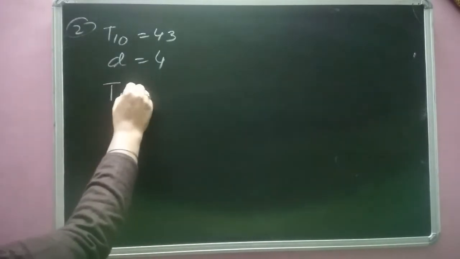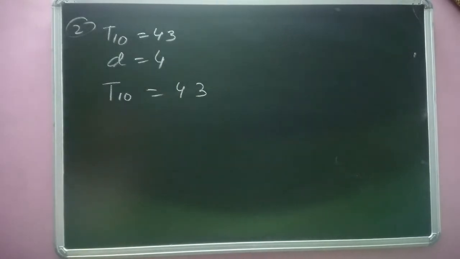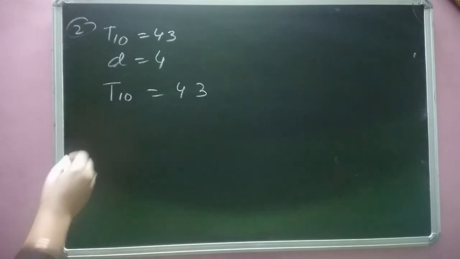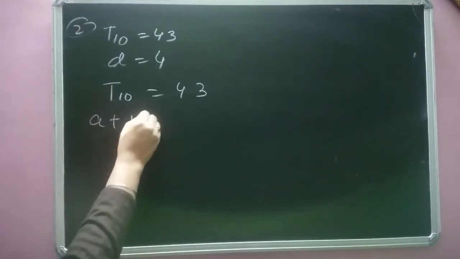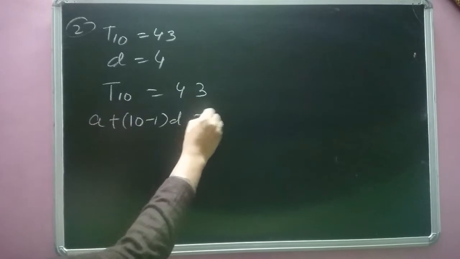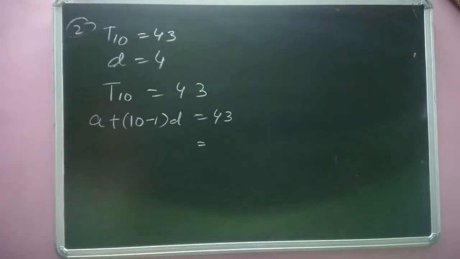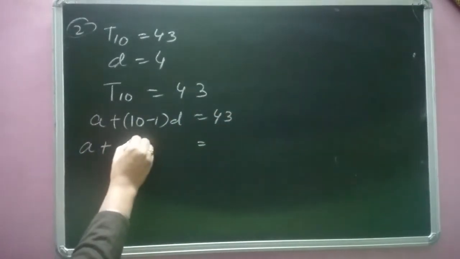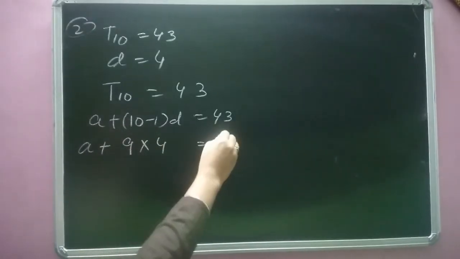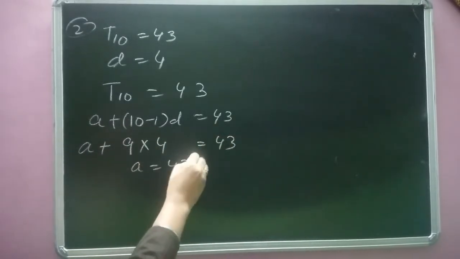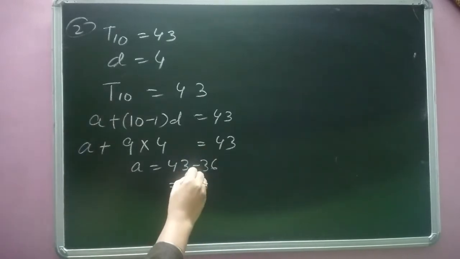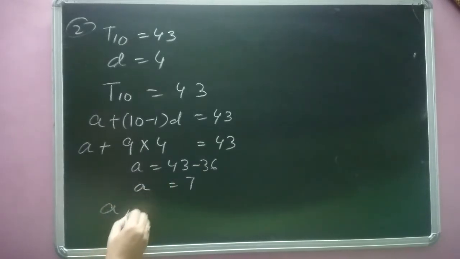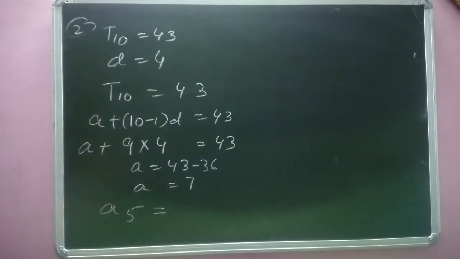The 10th term is given. Now, according to formula, Tn equals to A plus n minus 1 into D. That means the 10th term will be A plus 10 minus 1 into D equals to 43. Now we don't know A, 10 minus 1 is 9 into D is 4. So therefore A will be 43 minus 36, that is A will be 7.